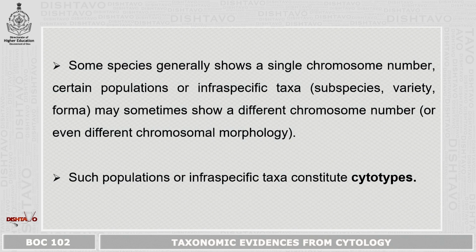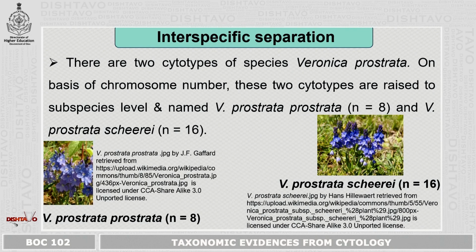And such populations or infraspecific taxa constitute the cytotypes. Now let's see an example of a cytotype, how the separation has taken place there. Now there are two cytotypes of the species Veronia prostrata.